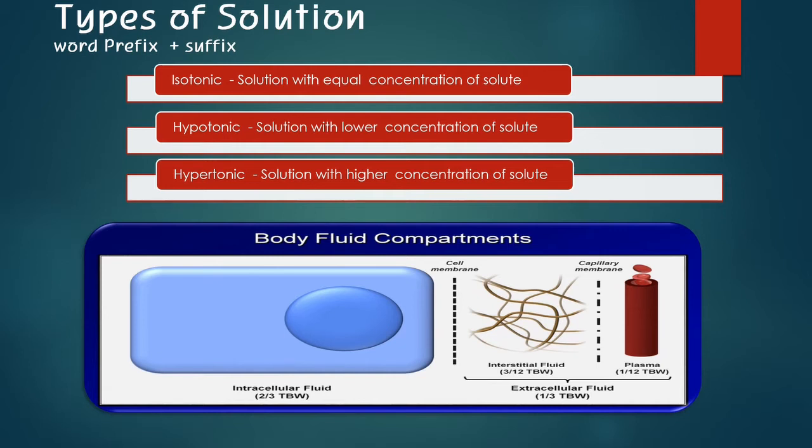Now, in order for you to understand the effect of the solution to the cell, you have to be reminded that the solution, before it affects the cell, usually stays in the ECF. And from there, your isotonic, your hypotonic, and hypertonic will cause an effect.